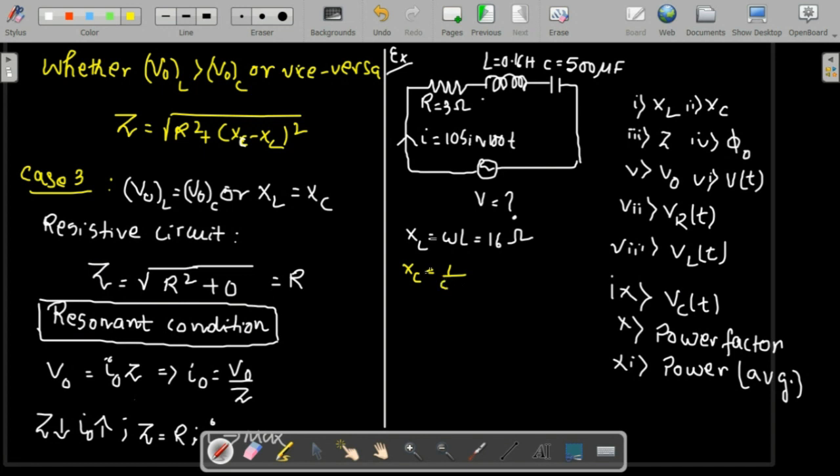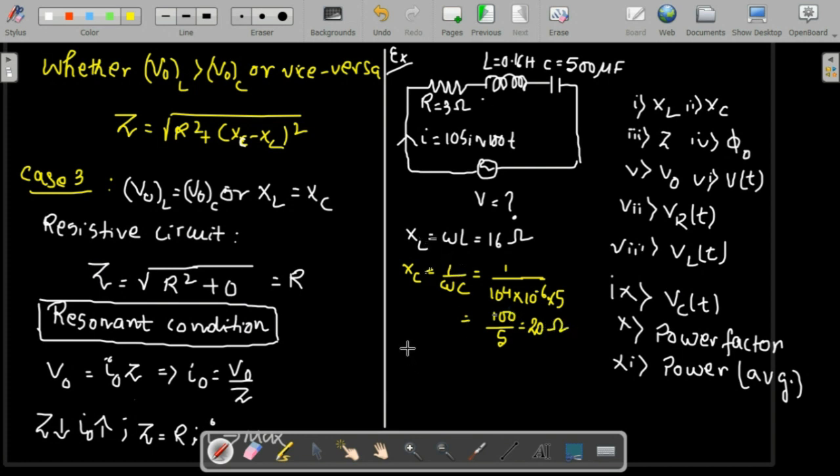XC is 1 divided by omega C. So omega is again 100, and my C is 500 microfarad. So I can simply write it as 1 divided by 100, which is 10 square, and 500 has 2 more zeros, so it is 10 to the power 4, into 10 to the power minus 6, into 5. So it will be 100 divided by 5, so this would be 20 ohm. So we've got XL is this, XC is this.